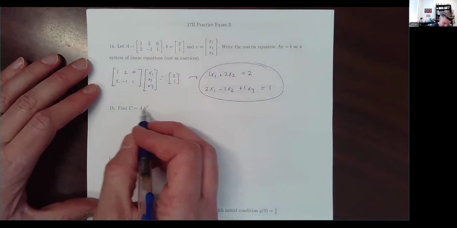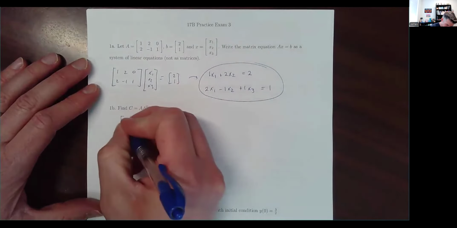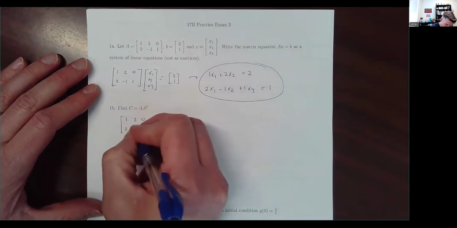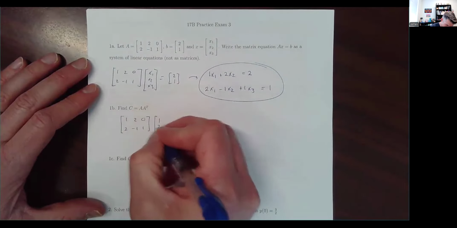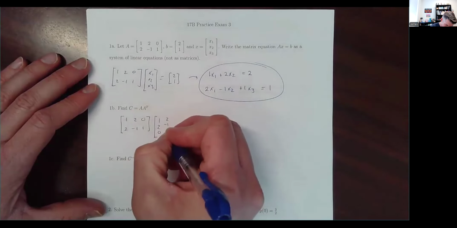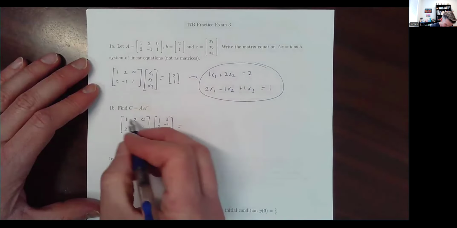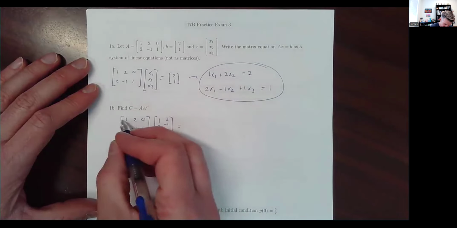Find the product A times A transpose. So it's going to be A, 1, 2, 0, 2, negative 1, 1, times A transpose. So the first row becomes the first column. The second row becomes the second column. We multiply it out. We get this times this. So that, or I should say this dotted with this.